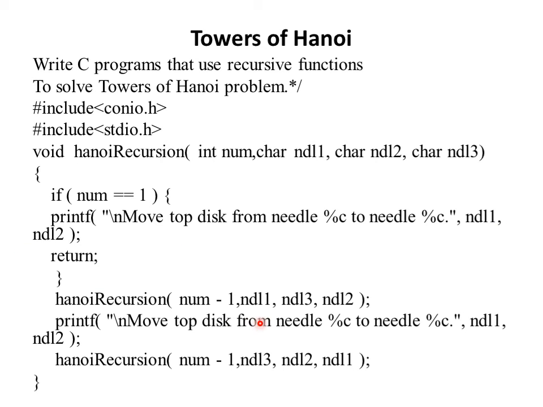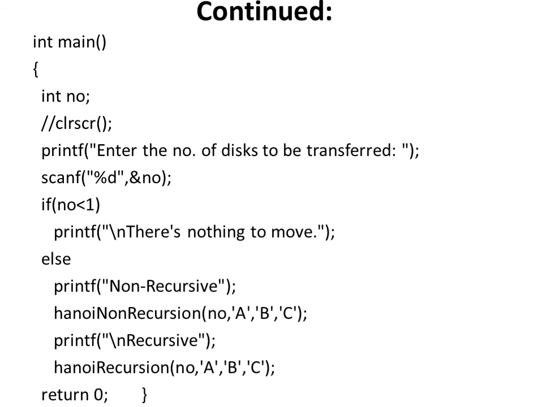If it is not the base case, then I move n minus 1 disks from ndl1, that is disk 1, disk 2 and disk 3. Move disk from needle %c to %c, because here you can see the characters. Therefore, from needle 1 to needle 2. Tower of Hanoi is the function I have called, with n minus 1, then 3, then 2 and then 1. These functions are called recursively.